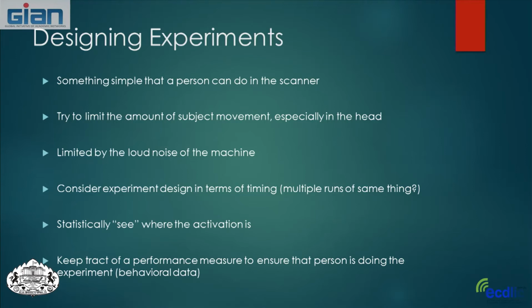We want to statistically see where the activation is, and we also want to keep track of the performance that the person is doing while we're in there. So we usually have a behavioral measure that we can keep track of to see how well the person was doing and to monitor that they're actually doing what they're supposed to be doing in there. The behavioral measure is usually something that we can track, like a button press or an eye tracking event that we can see with the eye tracker.